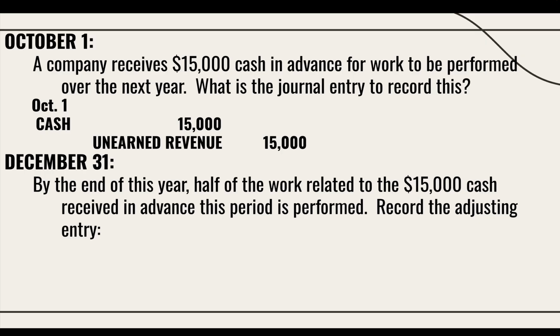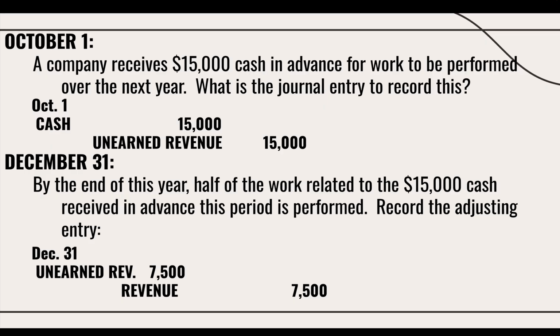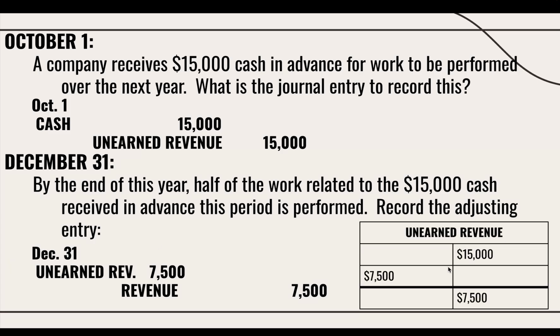Okay. So the correct journal entry here is a debit to unearned revenue for $7,500 and then a credit to revenue for $7,500. If you were to look at it from a T accounts perspective, this $15,000 represents the October 1st journal entry, and debiting it is subtracting from that $15,000. By the end of the year, we don't have $15,000 worth of unearned revenue. We have $7,500 worth of unearned revenue. And in order to get from $15,000 to $7,500, we need to debit it, which is a subtraction because it's a liability. So a debit to a liability is a subtraction. Next question.